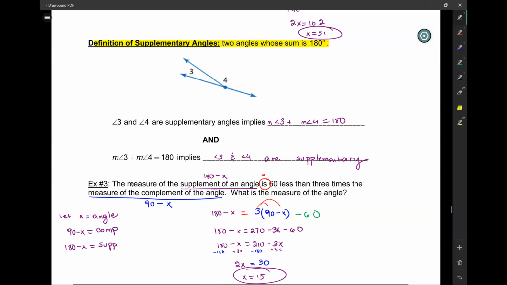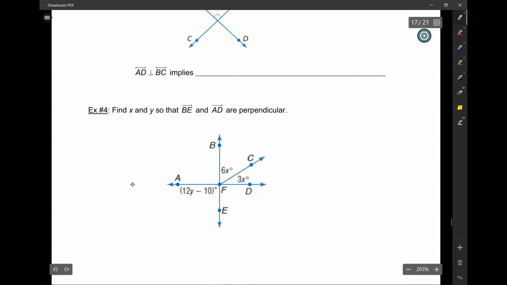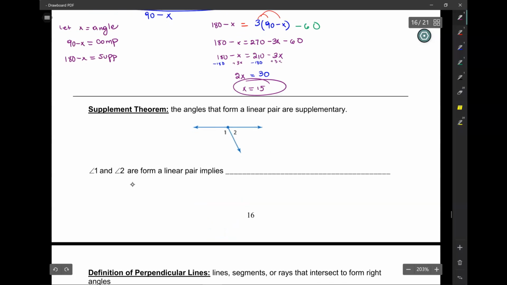So the next theorem, you guys already figured it out. When I asked you, what does this create? We kind of figured out that it creates a linear pair, doesn't it? Right? So that's actually a theorem. It's the supplement theorem. Okay? The angles that form a linear pair are supplementary.